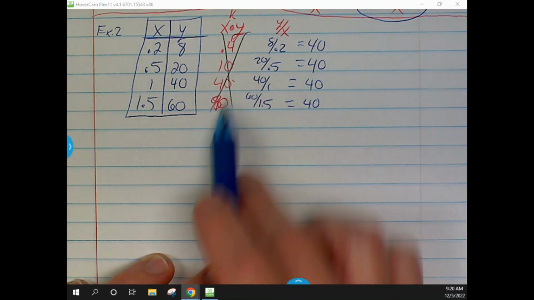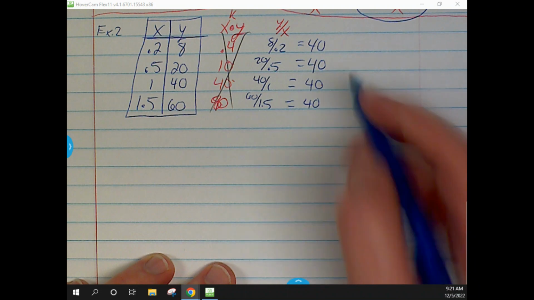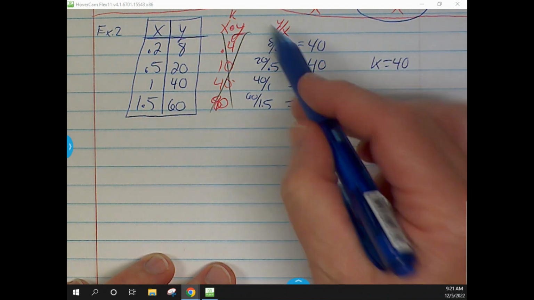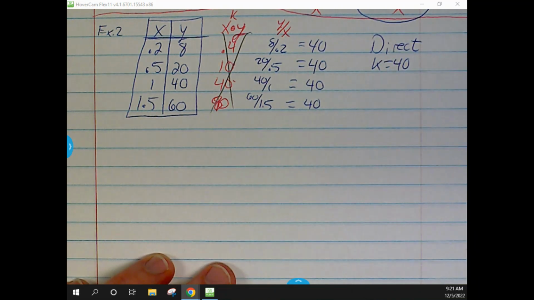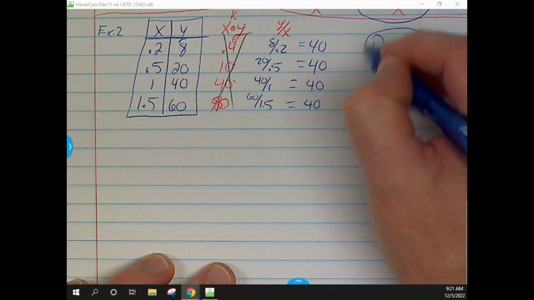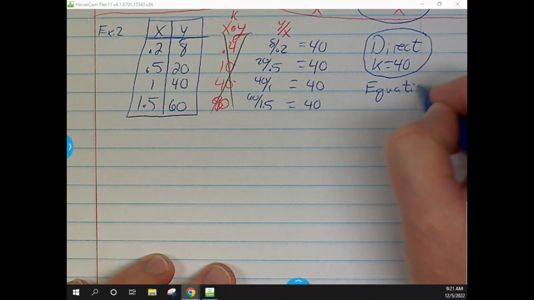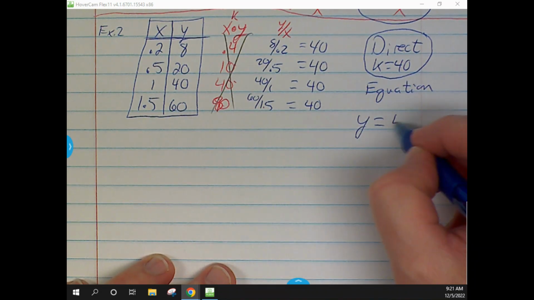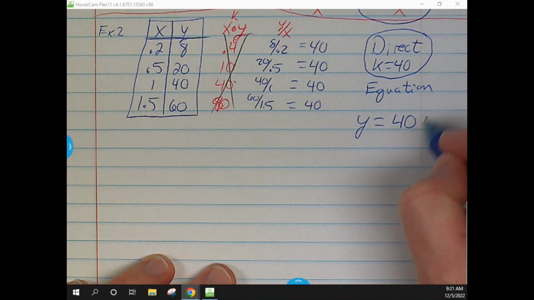Okay, so doing x times y didn't help us out. So now we're going to check and see what happens if we do y divided by x. We get all 40. So we know the k value is 40. And again, if you're doing division, that means it's actually with the two variables. That means it's going to be direct. And so your equation would wind up being y equals your k value. And if it's a direct equation, the x values go directly beside the k value, so that's y equals 40x.